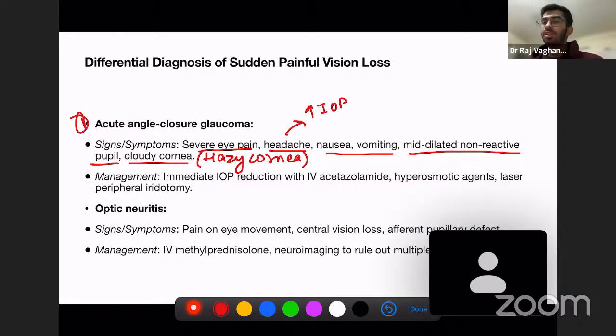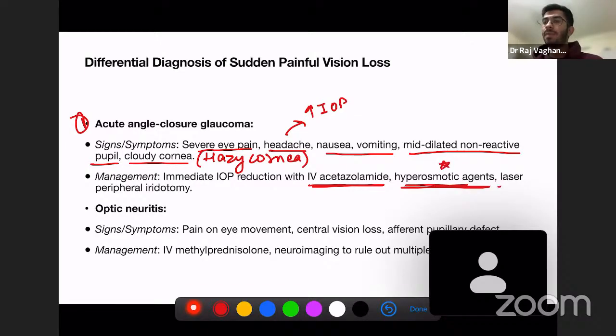How do you manage this condition as the IOP is increased? As the IOP is increased very acutely, our main aim is to reduce the IOP as soon as possible. So our main target in the management is to immediately reduce the IOP with IV acetazolamide, or hyperosmotic agents like mannitol.